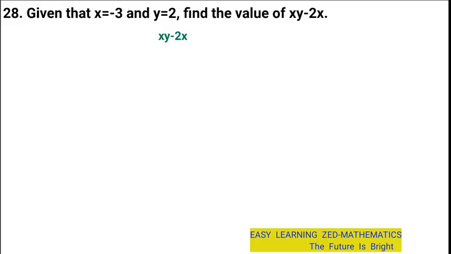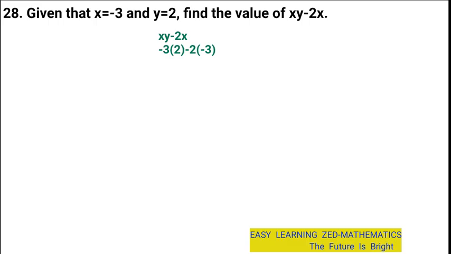We have seen that x is equal to -3. So where there is x, I'm going to put -3. Then where there is y, we are told that the value of y is equal to 2. So I'm going to multiply -3 by 2. Then minus 2, we are given 2 in that expression. Then the value of x is -3, so I'm going to multiply by -3.